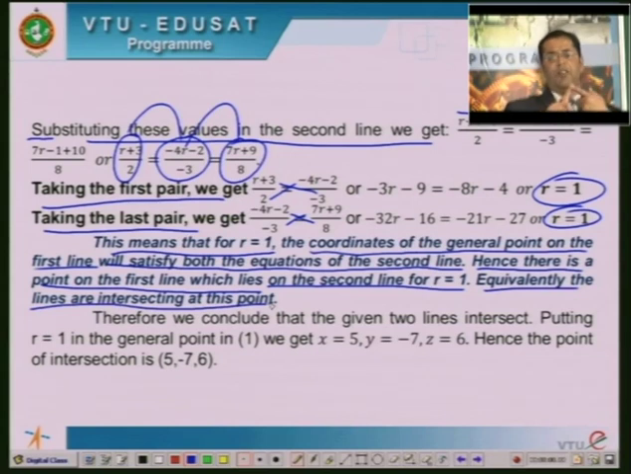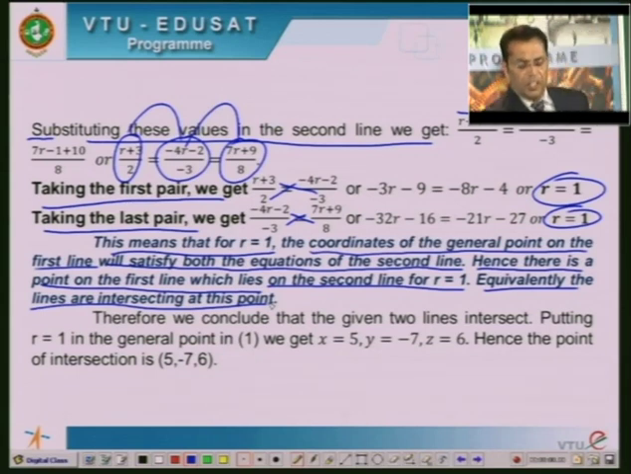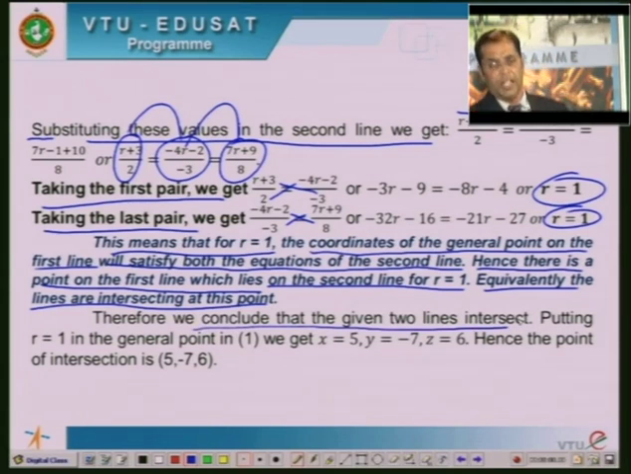So, if you get a common value of r from the two pairs of ratios, in fact, if you take the first and the last also, you should get the same value of r. So, we conclude that the two given lines intersect or are coplanar.